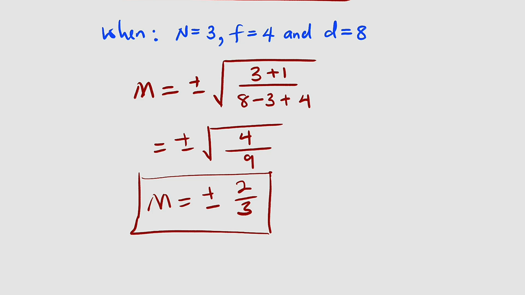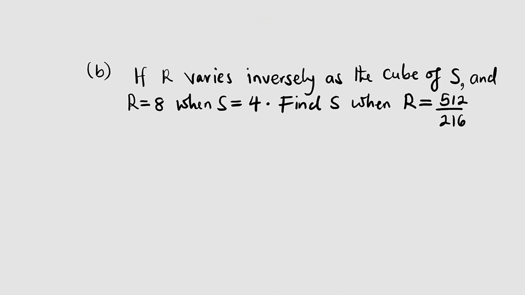Now let us go to the B part. The B part reads: if R varies inversely as the cube of S and R is equal to 8 when S is equal to 4, we are asked to find S when R is equal to 512 divided by 216. So let's begin. It stated that R is inversely proportional to the cube of S, that's S to the power of 3, which implies that R is equal to K divided by S to the power of 3.